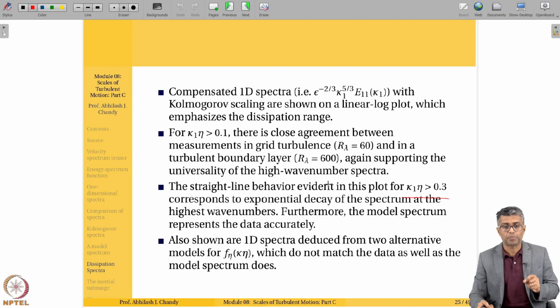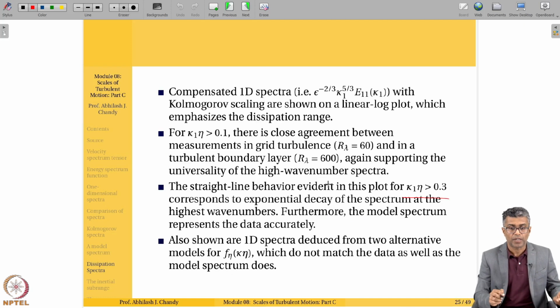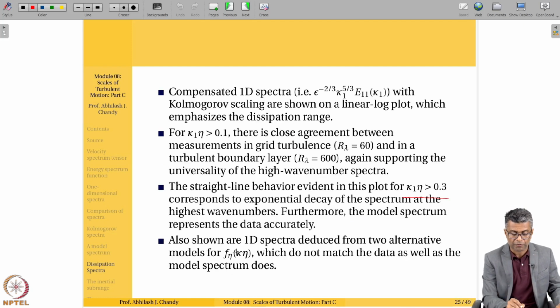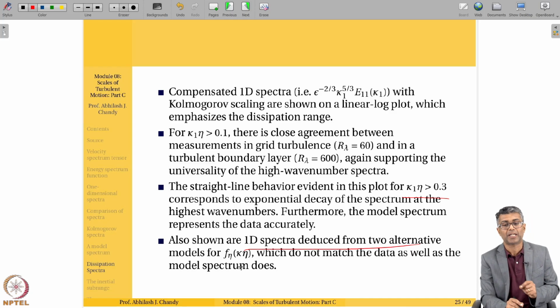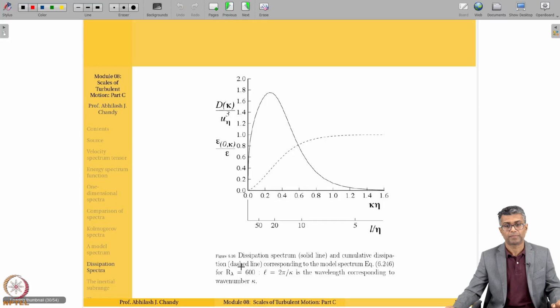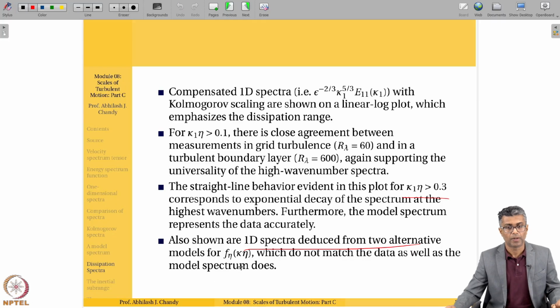And the other observation is that we have shown here 1D spectra deduced from two alternative models for F eta K eta, which do not match as well as the model spectrum does. Okay, so that is what we are trying to show here. Understood?